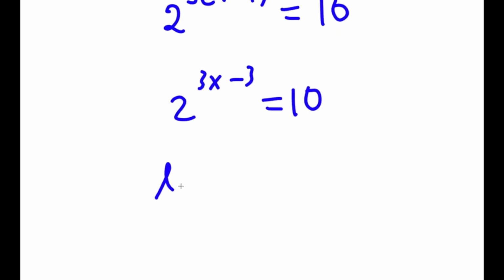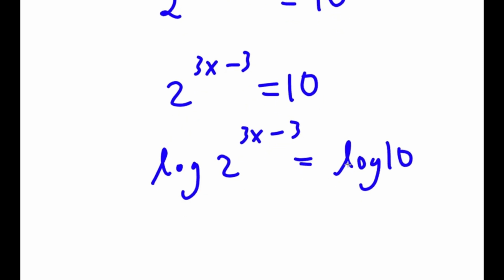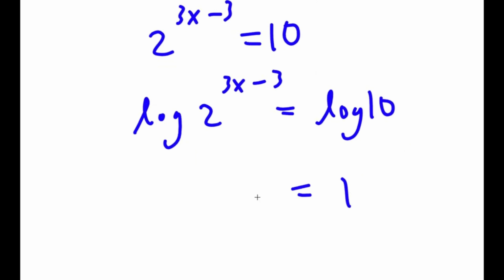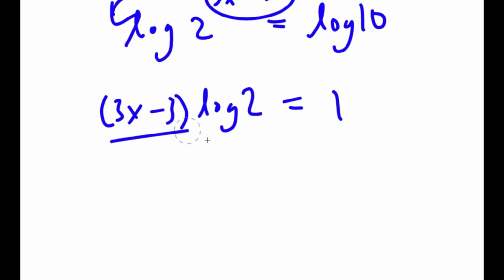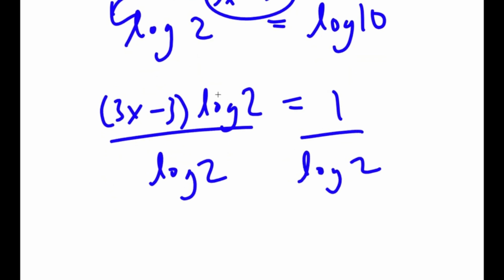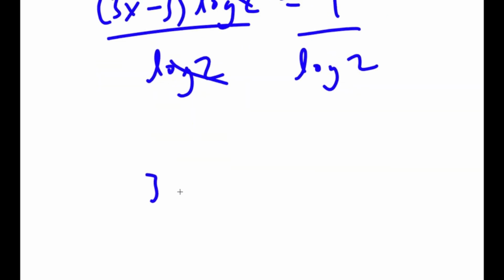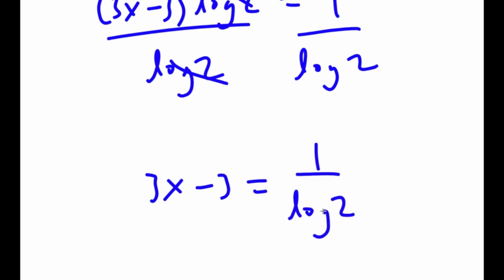Now I'm going to take the log on both sides, so I get log of 2 to the power of 3x minus 3 is equal to log 10, and log 10 is equal to 1. So I get 1 is equal to 3x minus 3 times log 2, because I can move this to the front. And now if I divide both sides by log 2, these two cancel out, and I get 3x minus 3 is equal to 1 over log 2.